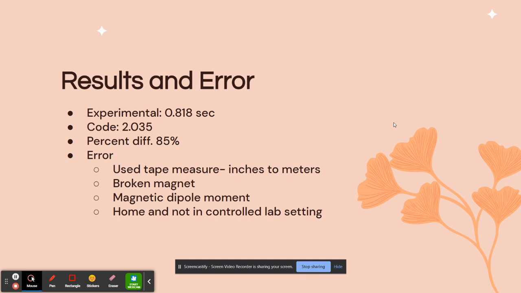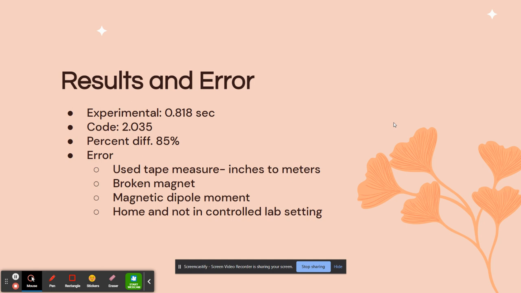So there were plenty of sources of error that could have occurred. For example, I used a tape measure for all of the measurements on the aluminum foil roll, which could not be completely accurate, especially because it was in inches, so I had to convert to meters. The magnet I used was kind of chipped and a little bit broken, which most likely affects the weight and overall property.